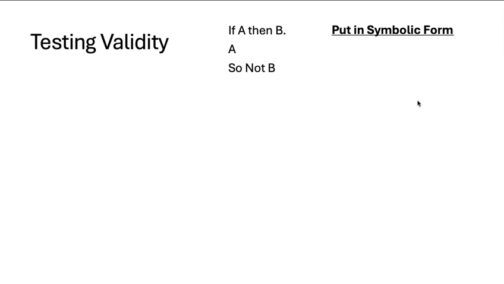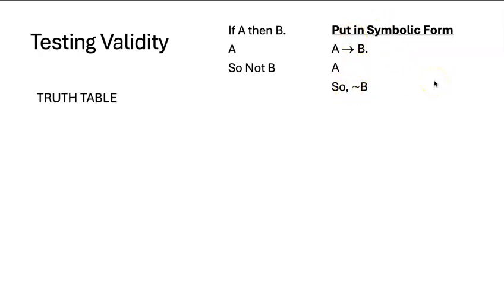For the conditional we use an arrow. So that means if A then B. Well, A is just by itself, so nothing to do there. And for not B, we symbolize like this. So we now have the argument in symbolic form.